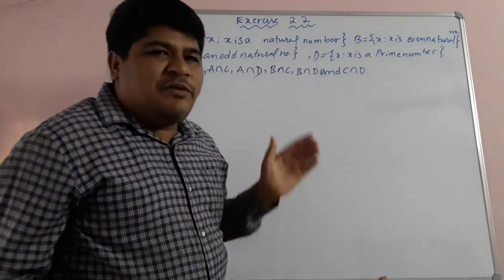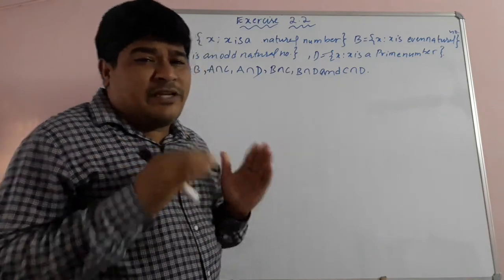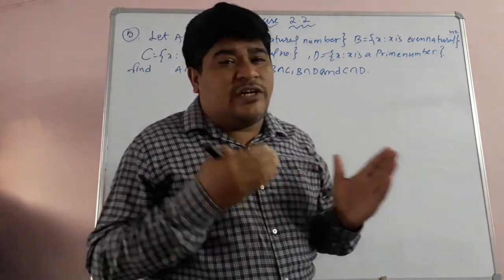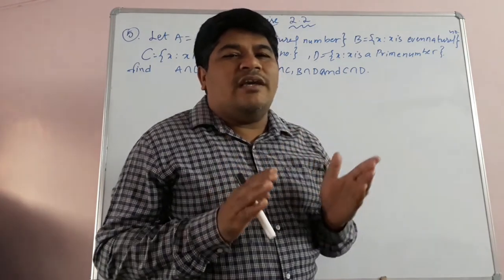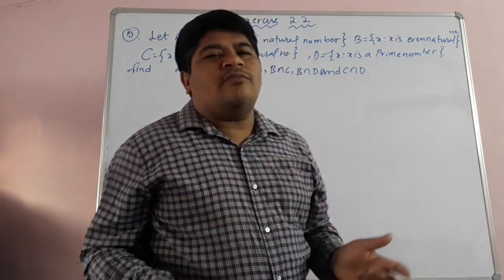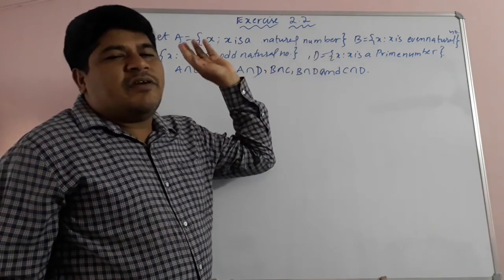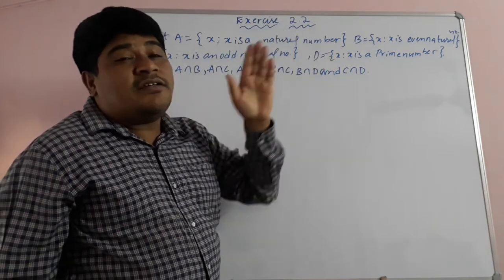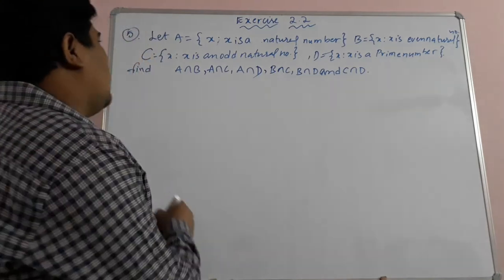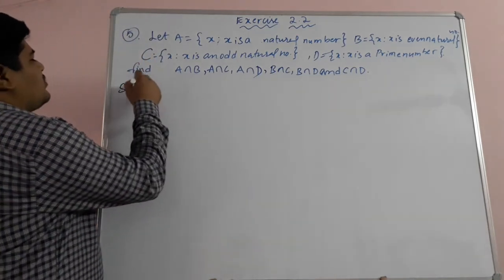So children, before finding the intersection of those sets, we need to write them in roster form. They have given set builder form here. Instead of writing the elements, they give the property. So we need to write its roster form. So here, see how to write the roster forms.